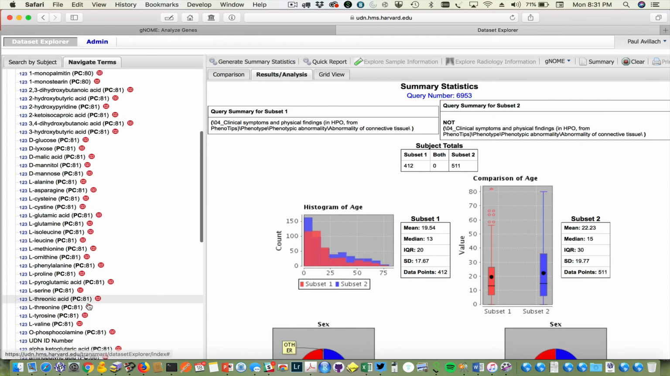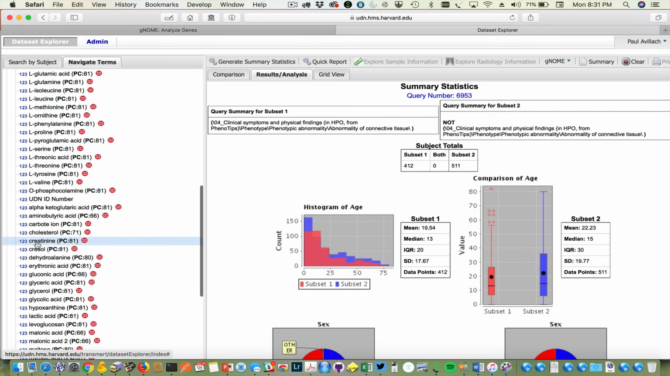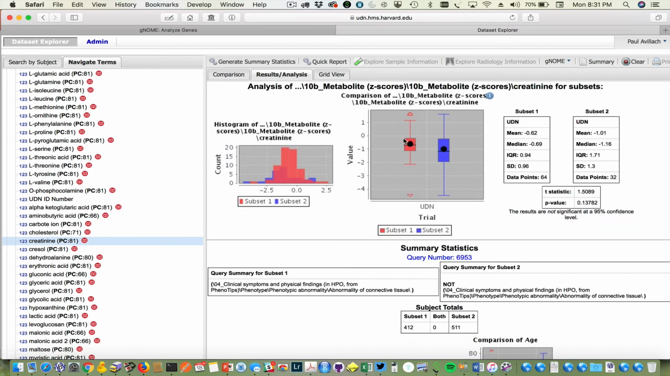If I'm, for example, generating a hypothesis, I want to look at the creatinine level between those two groups of patients. I can just do a drag and drop. I can see the creatinine level in 64 patients with the abnormality of the connective tissue versus those that don't have an abnormality of the connective tissue, where both are not significantly different at the 95% confidence interval. So this platform enables integrating and exploring any data, the clinical data, the genomic data, the metabolic data, in order to generate hypotheses.